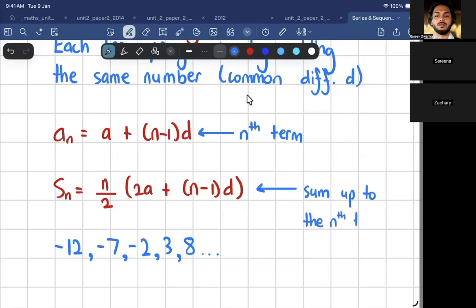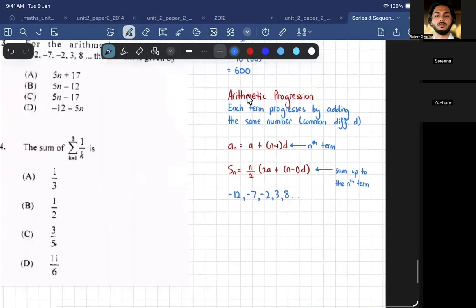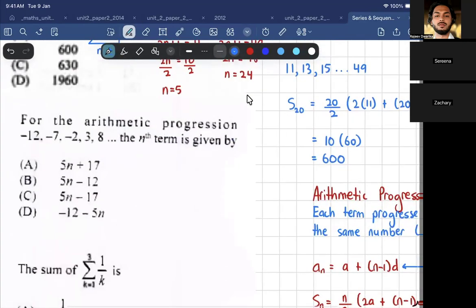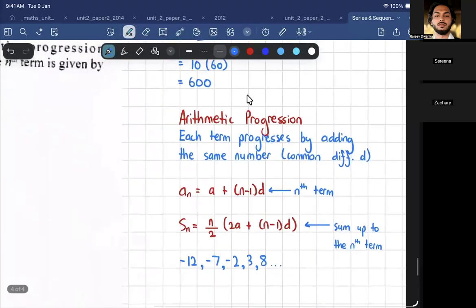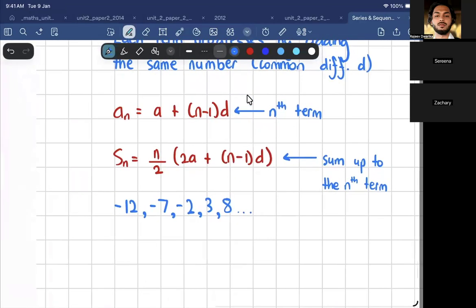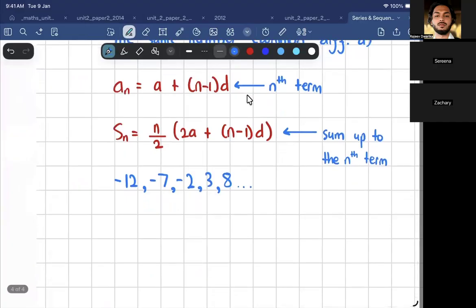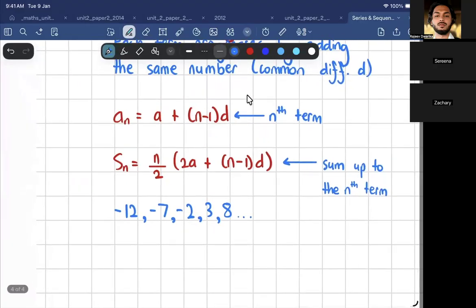So the first one is to find the term itself, and the second one is to find the sum up to the term you want. Exactly. Right. So they want us to figure out what the nth term is given by. So they want us to figure out an expression we could use to generate any term in the sequence. I'll show you guys two ways you can attack this question. So Zachary, do you think they want us to use A of n or S of n?